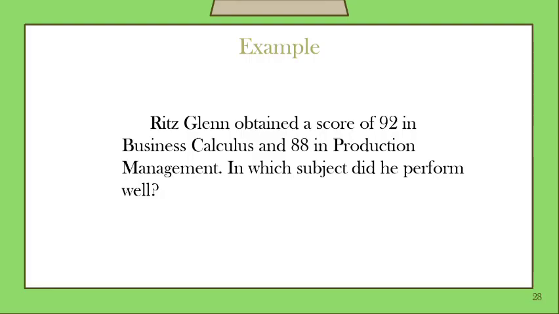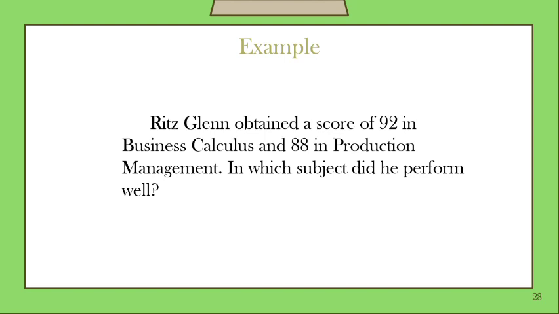So, let's have an example. Rich Glenn obtained a score of 92 in business calculus and 88 in production management. In which subject did he perform well? Di natin masasabi kung alin nga ba yung mas mataas, yung subject na magaling siya, kung sa business calculus ba na meron siyang 92 or production management na 88.